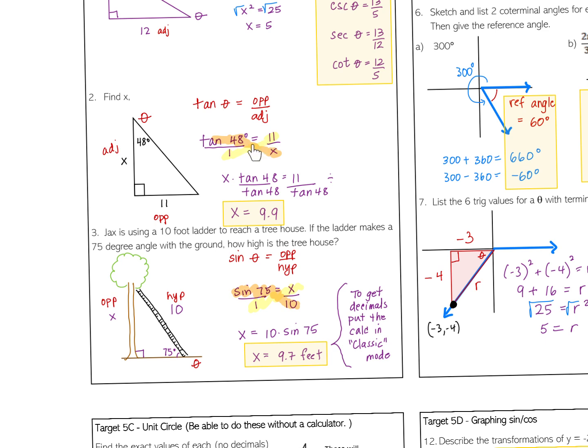You're going to cross multiply. In this particular problem, to get x by itself, you have to divide. So what you enter on the calculator is 11 divided by tangent of 48, and that gives us our solution.